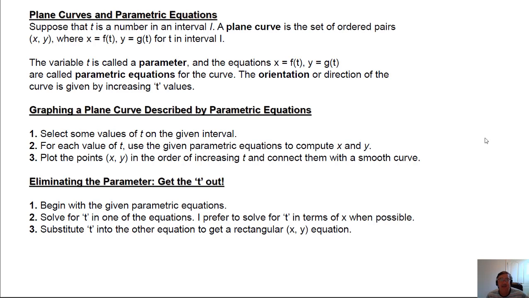All right, so based on that last example, this handout, the notes, may make a little more sense now. If you go down to the bottom, eliminating the parameter, get the t out, we took our given parametric equations, we solved for t in the first equation here, and we said that t was equal to x squared. I always prefer to solve for t in terms of x when possible, and then we plug that back into the other equation to get y equals 1/2 x squared minus 1, the rectangular equation. So now I think we've done enough of these where we can see through all the notes and continue.